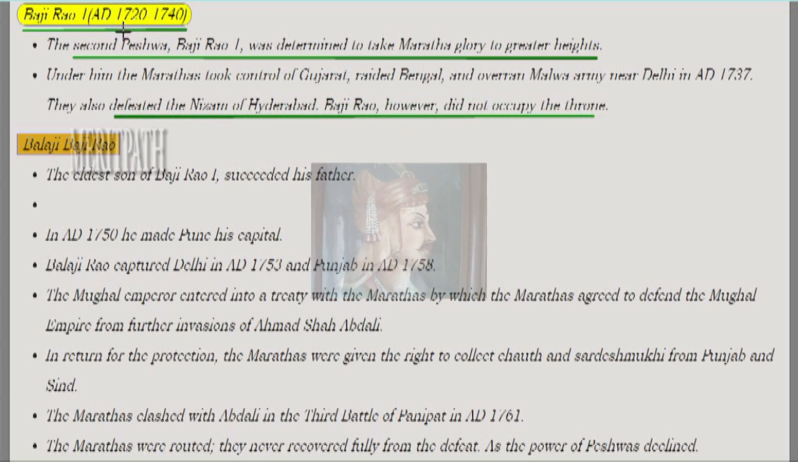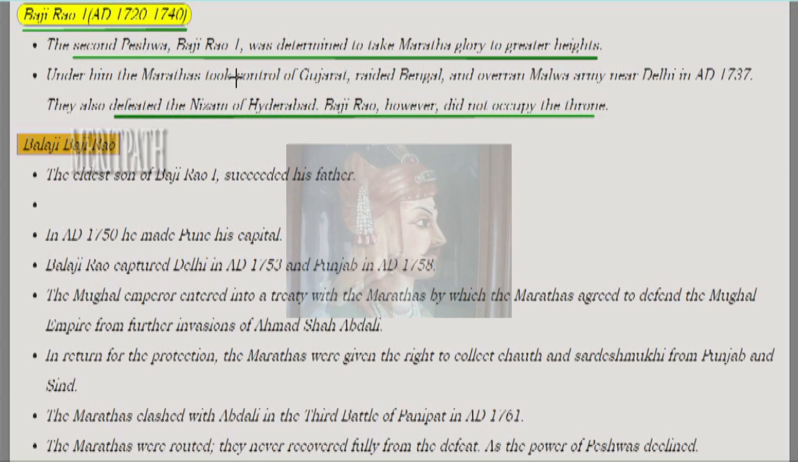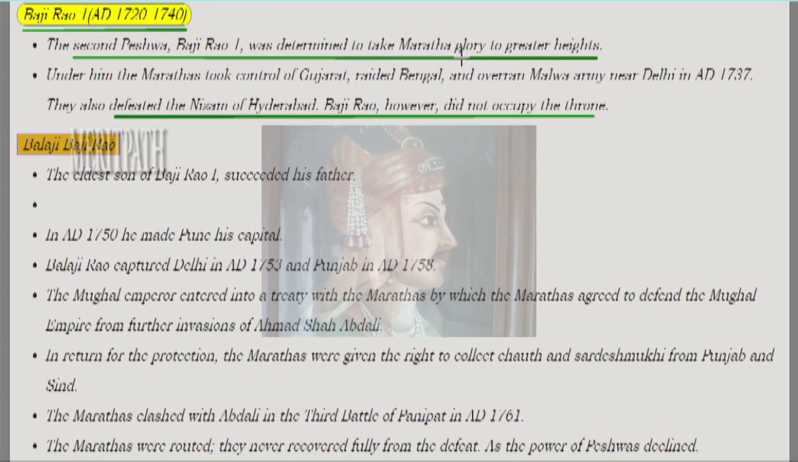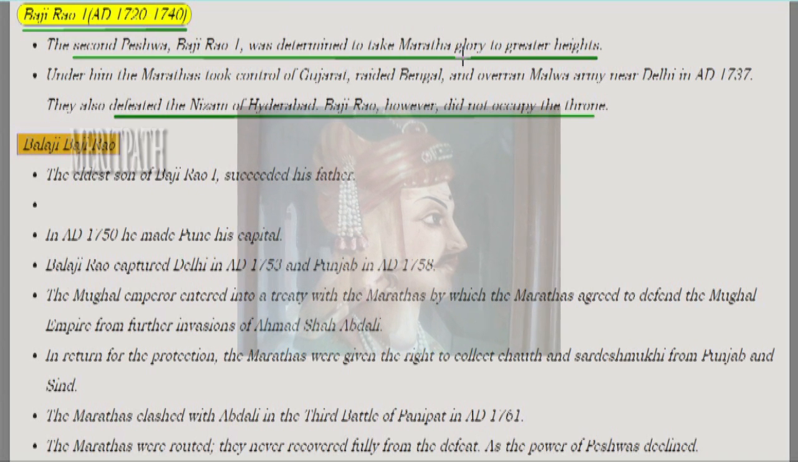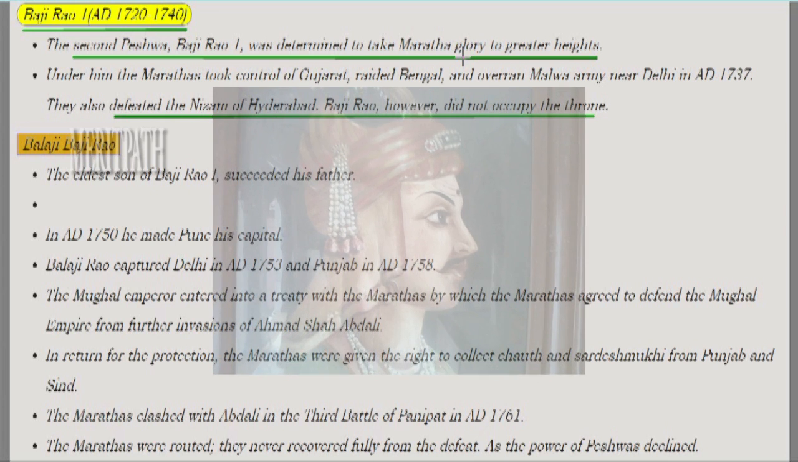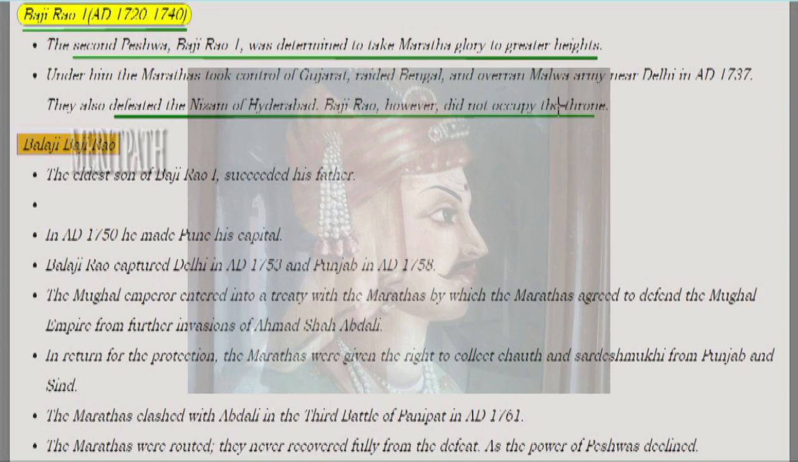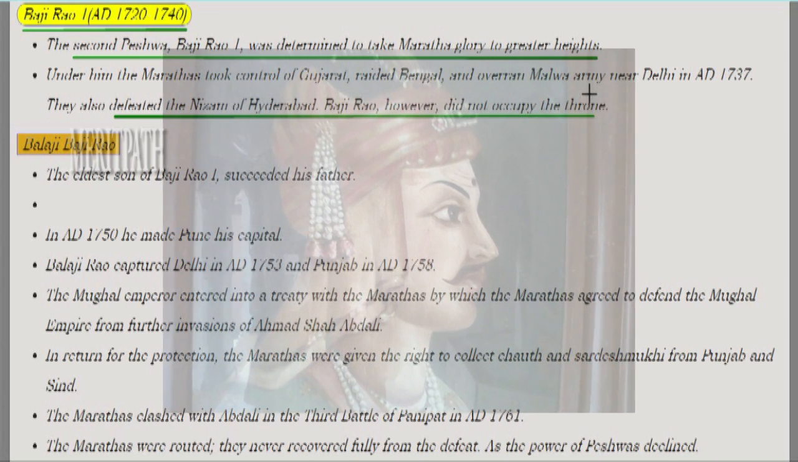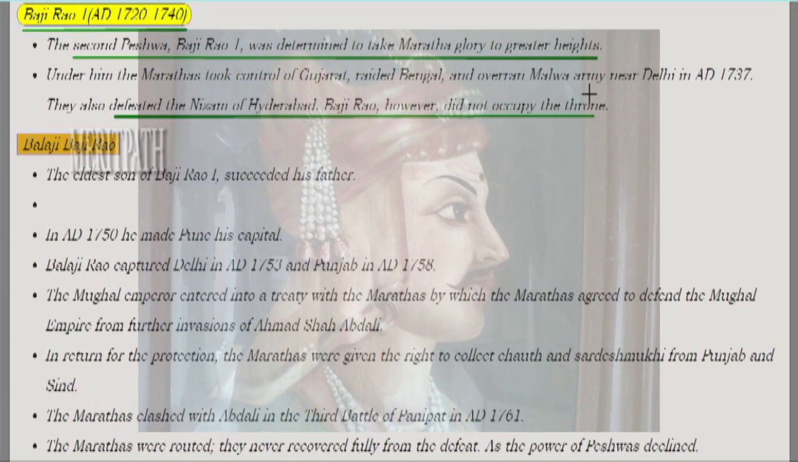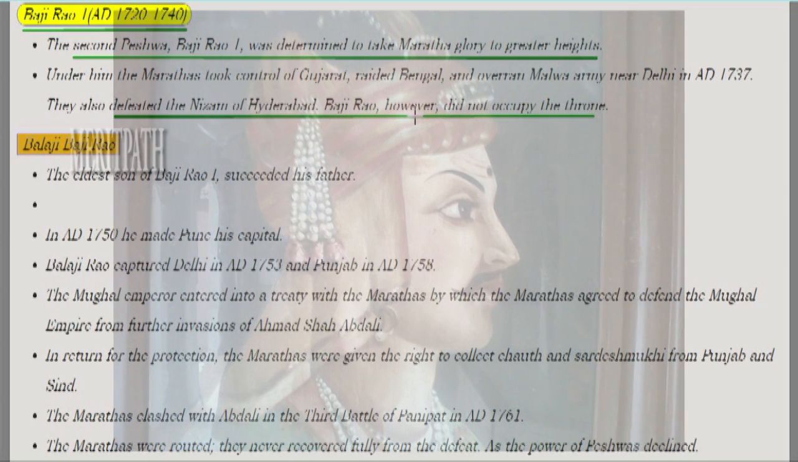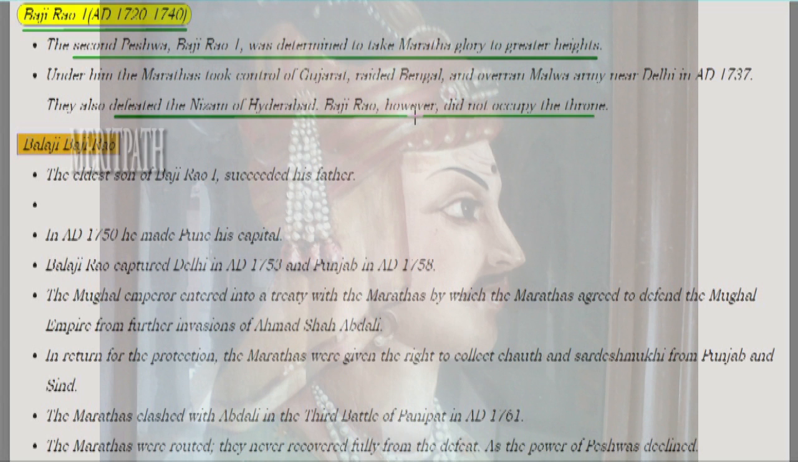Next was Baji Rao. He was the second Peshwa, and he was determined to take the Maratha glory to greater heights. And he raided Gujarat, Bengal and Malwa, and reached near Delhi. They also defeated the Hyderabadi Nizam, but they did not take over the throne of the Nizam.